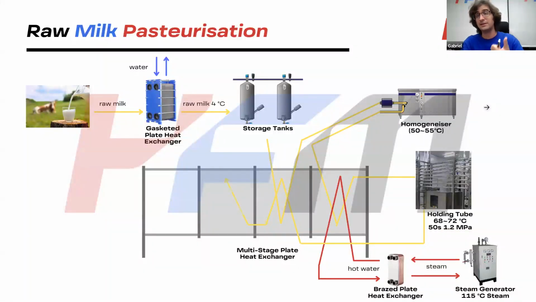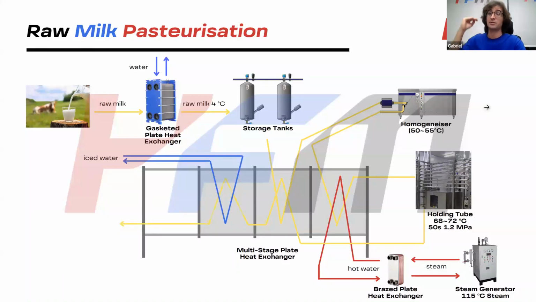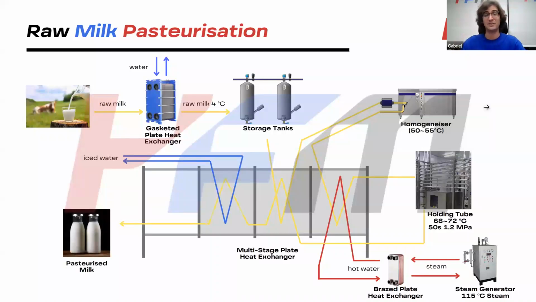So we're going to send it to the last stage of the heat exchanger, where we're going to have a cooling fluid, which is iced water. So the iced water will absorb the heat from the milk. And now we have the milk at an appropriate temperature. It already had its temperature increased, kept high for a while, and decreased again. We have pasteurized milk. And the milk is ready to be bottled and ready to be sent to the consumer.